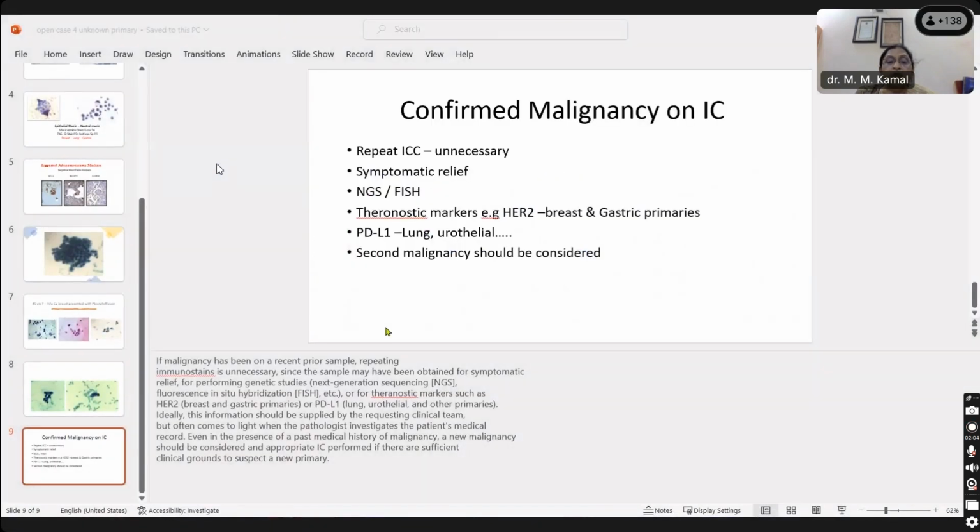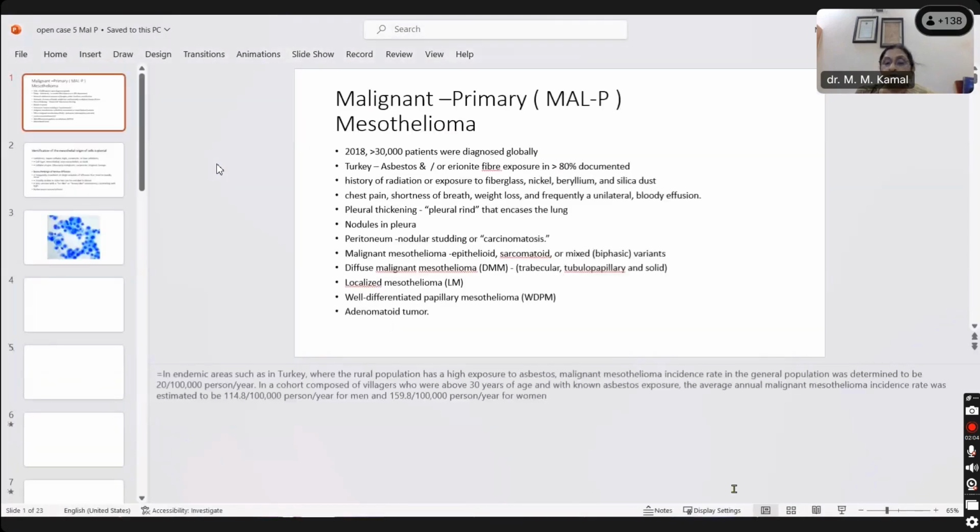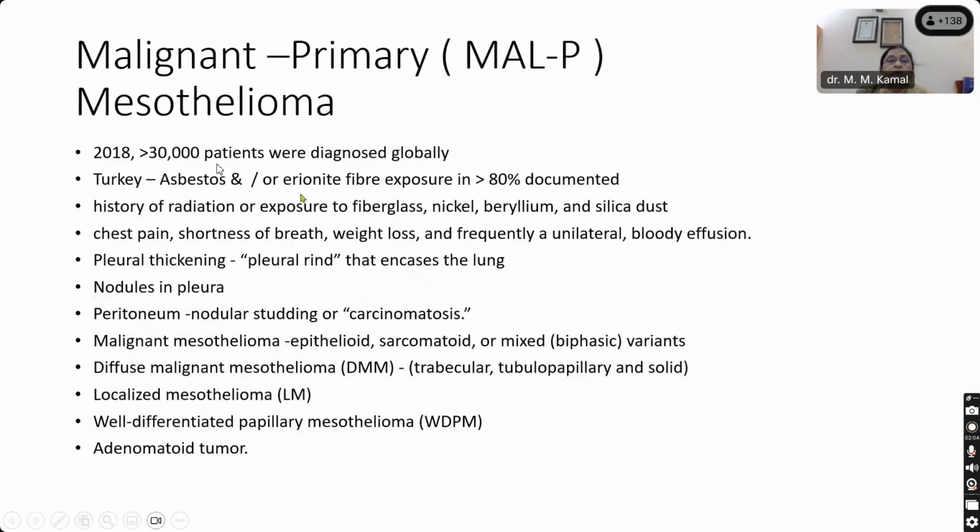Now coming to the malignant primary, the boss of all the cavities of the body. Who do I have as a boss describing this? Anyone, please volunteer. Even Bonita can do it, or Bonita can ask somebody to do it. Ma'am, Chandana? Yes, ma'am. Please go ahead. Malignant mesothelioma.